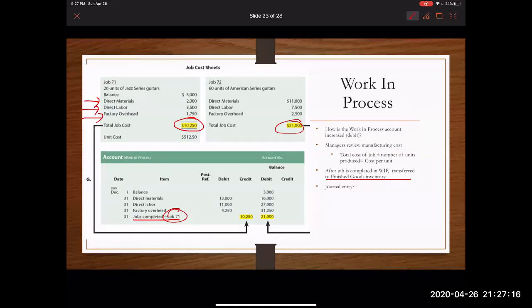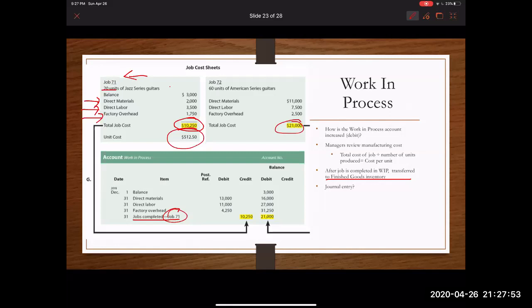So managers usually review manufacturing costs. They look at the total cost of the job divided by the number of units produced to get the cost per unit. For instance, for job number 71, there was a total of 20 units. The total cost of this entire job was $10,250. We divide that by the 20 units we produced, and our cost per unit is $512.